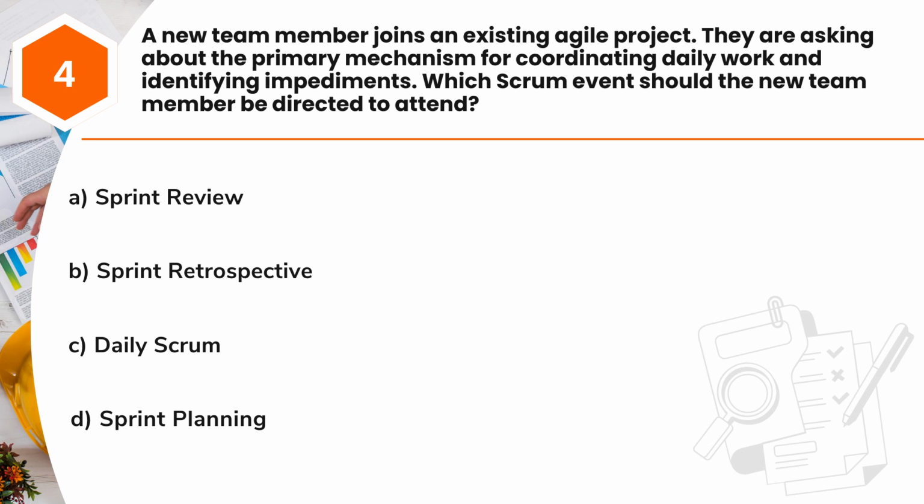Question 4. A new team member joins an existing agile project. They are asking about the primary mechanism for coordinating daily work and identifying impediments. Which Scrum event should the new team member be directed to attend? A. Sprint review. B. Sprint retrospective. C. Daily Scrum. D. Sprint planning.